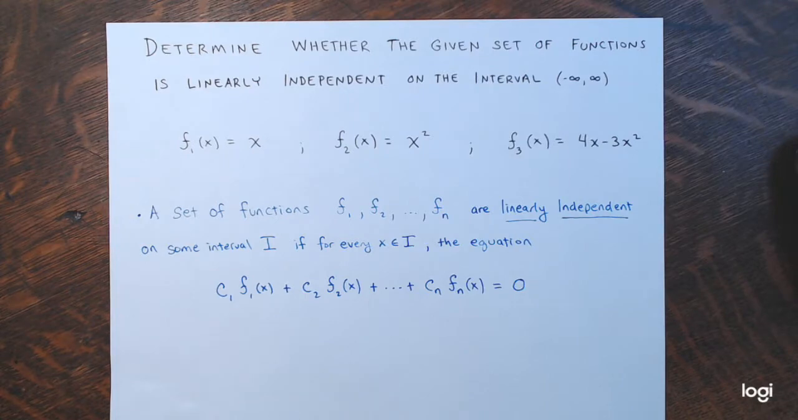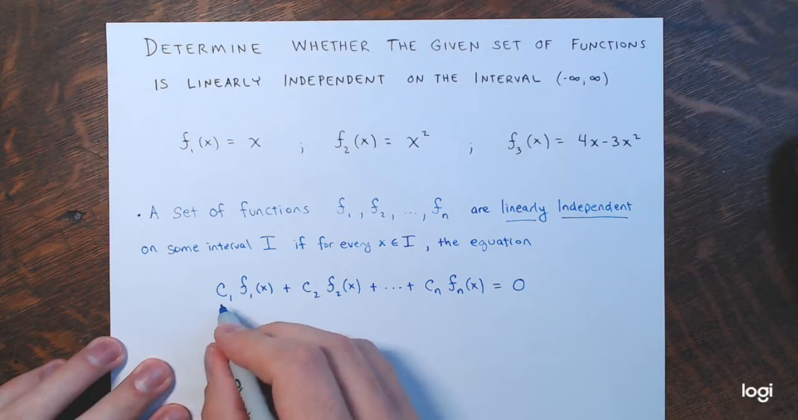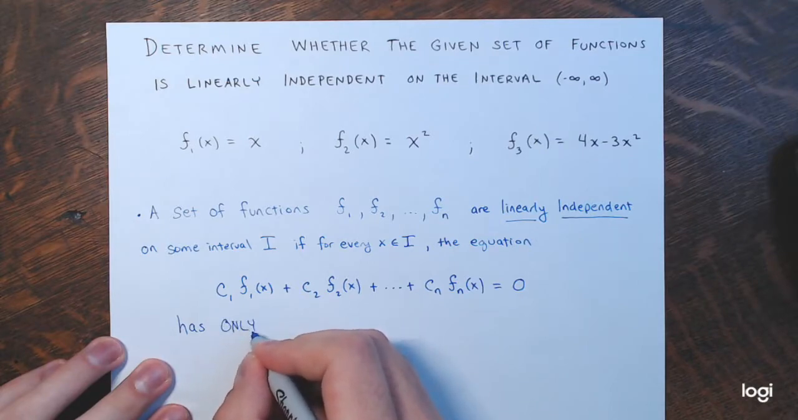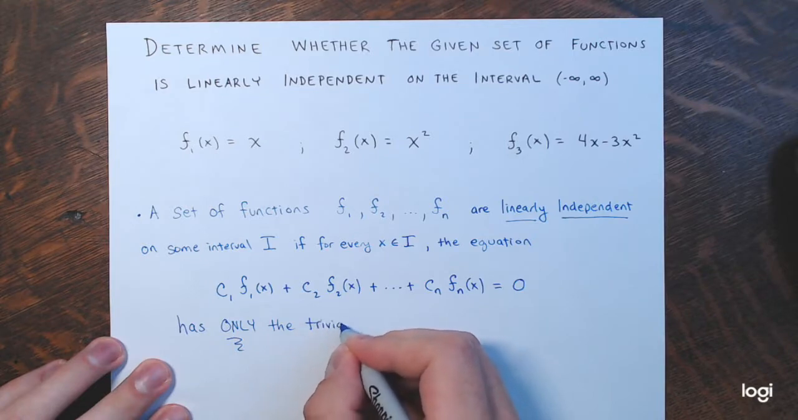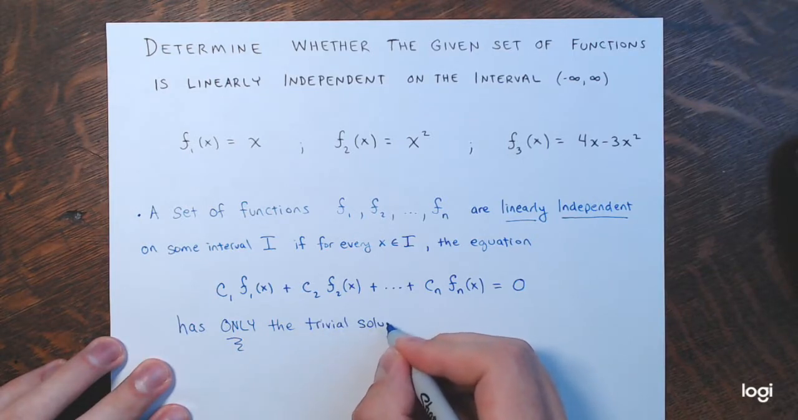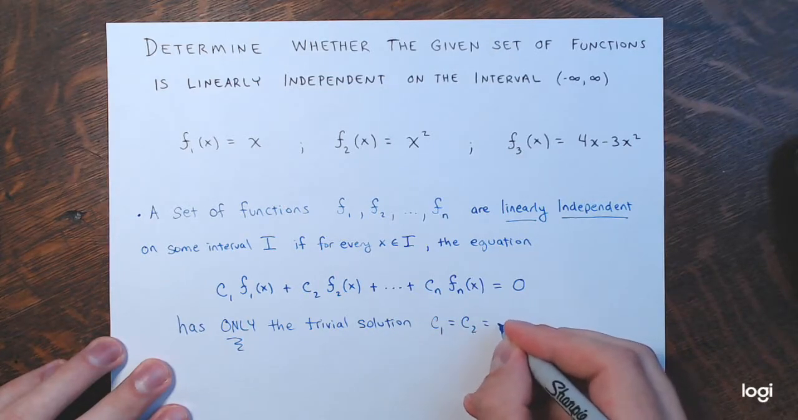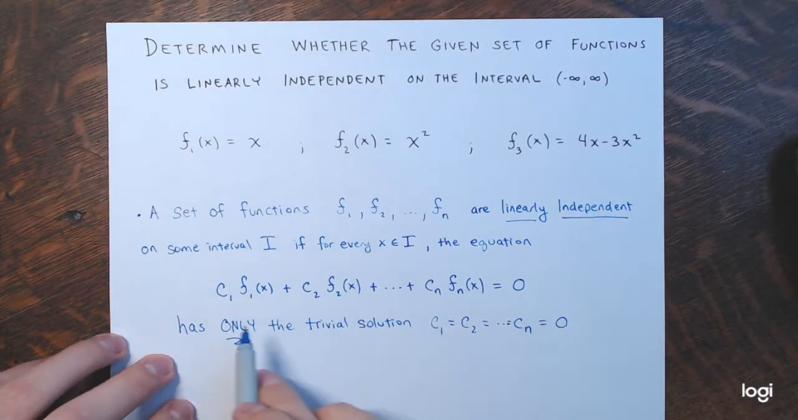If the only way this equation is true is when all the constants c1 through cn are all 0. So if for every x in this interval this equation has only the trivial solution, c1 equals c2 equals, and so on, equals cn, the only way this is true is if all the constants are 0.